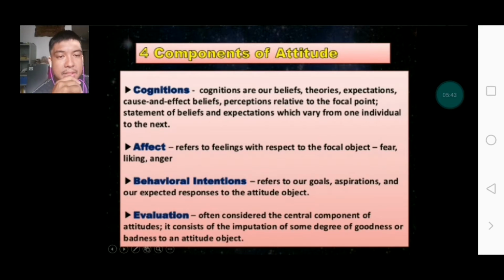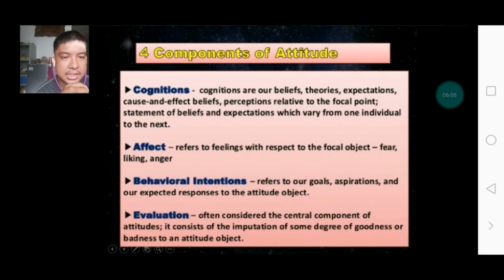Next component is the behavioral intention. It refers to our goals, aspirations, and our expected response to the attitude object. So from the words, behavioral intention, we have different goals and intentions. So this also has a big impact.